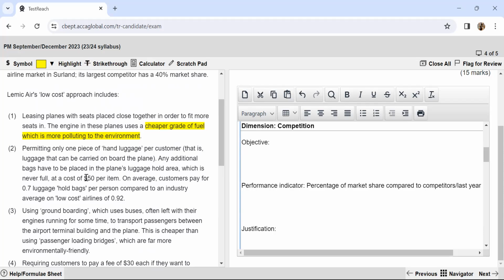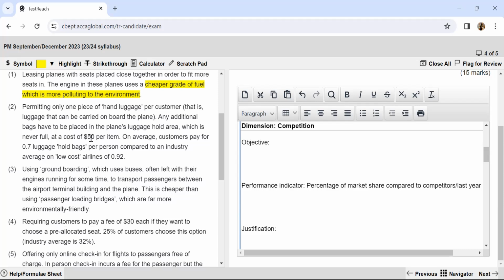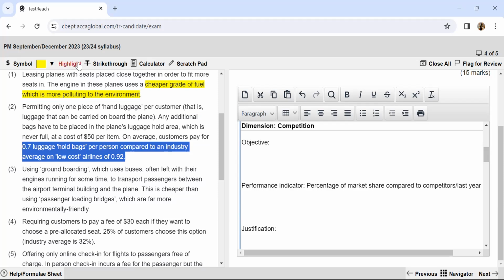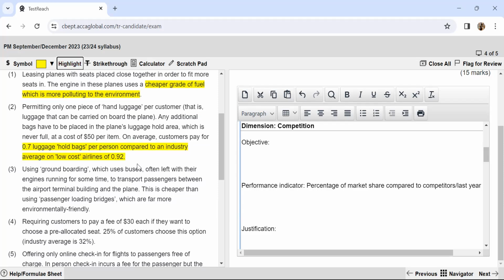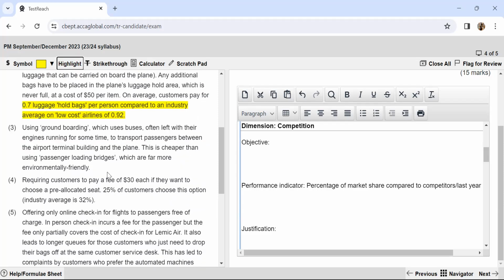Any additional bags have to be placed in the plane's luggage hold area, which is never full, at a cost of $50 per item. On average, the customers are paying for 0.7 luggage hold bags per person, compared to an industry average on low-cost airlines of 0.92. So this ratio is also lower for them. Industry average is 0.92 and their ratio is only 0.7.